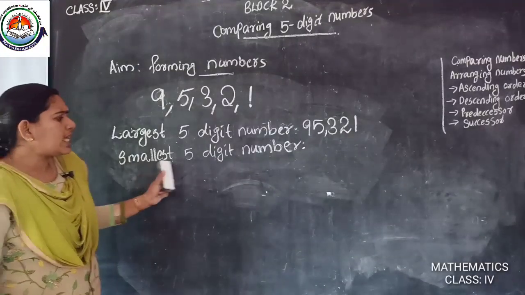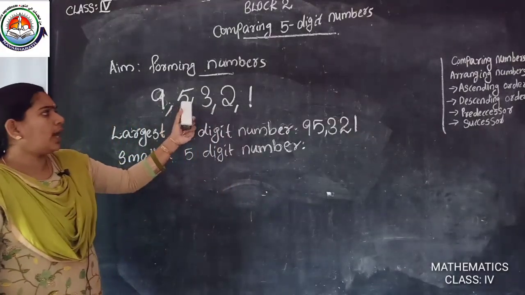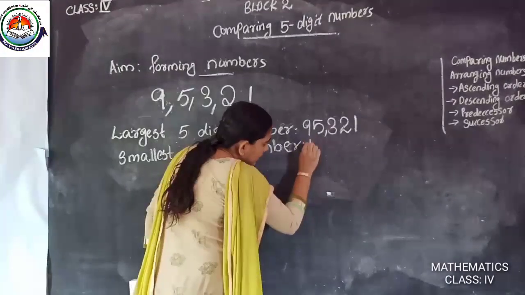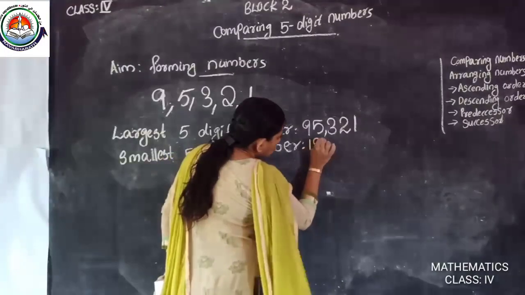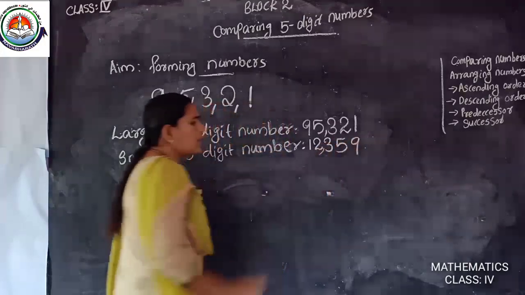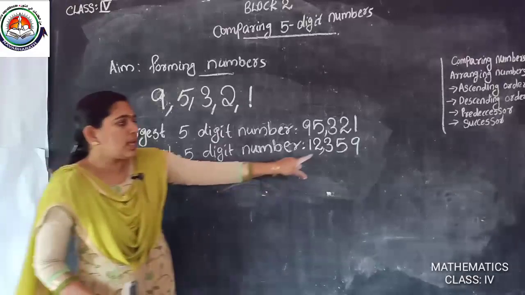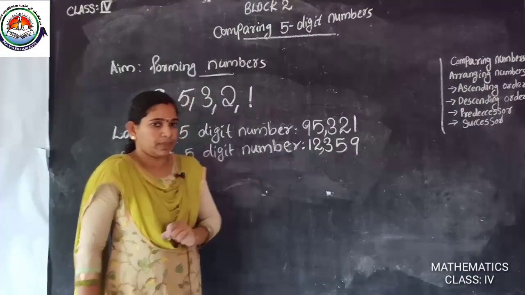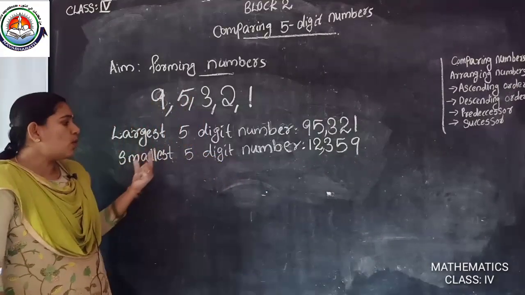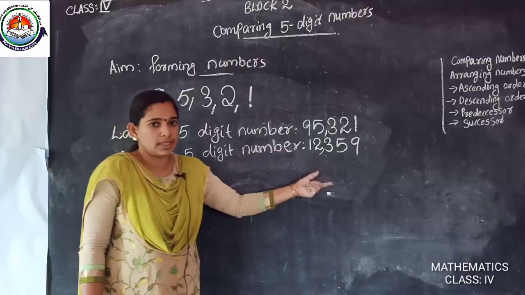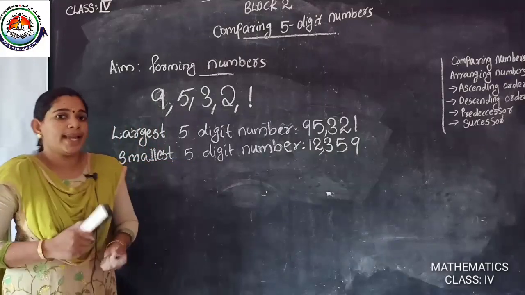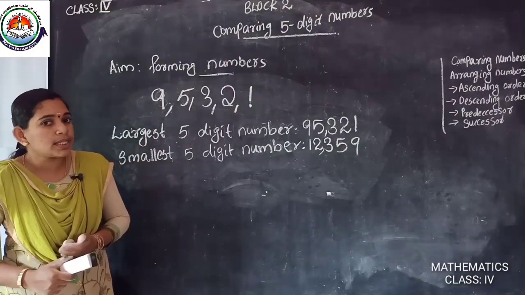Then, what is the smallest 5-digit number using 95321? What is that? The smallest digit is 1, then 2, then 3, then 5, then 9. What is this number? 12,359. 12,359 is the smallest 5-digit number. Okay. Now you understand how to form the largest and smallest numbers.